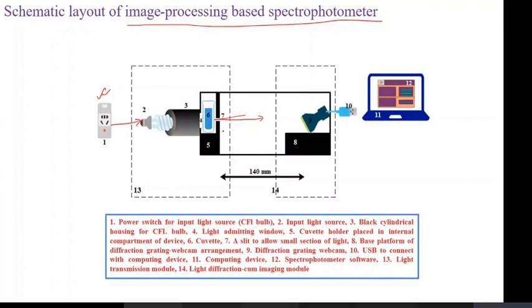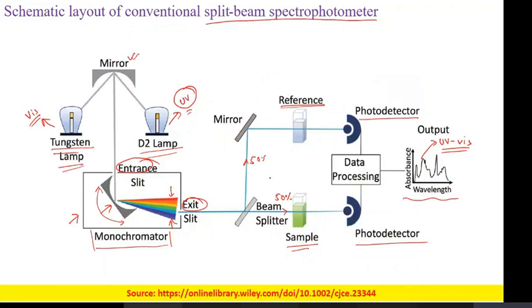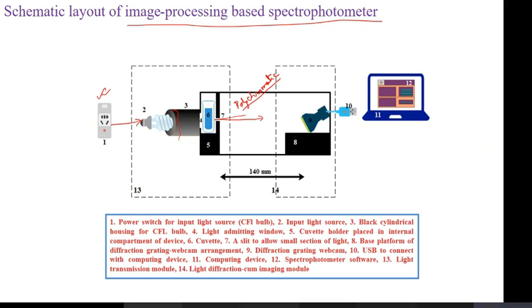Now please look over here. The radiation which is getting out of the sample is polychromatic radiation. In the previous two cases, both the single beam and the split beam spectrophotometer, the radiation incident onto the sample is monochromatic because we are using a monochromator. Whereas in the image processing based spectrophotometer, we are incidenting polychromatic light onto the sample, and we are getting a polychromatic output light.